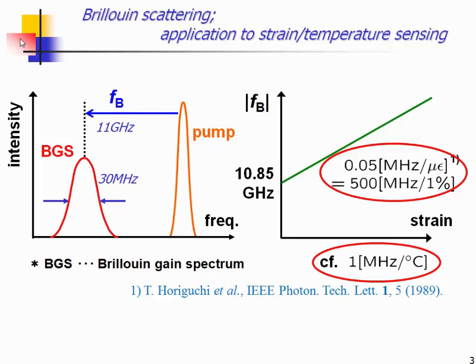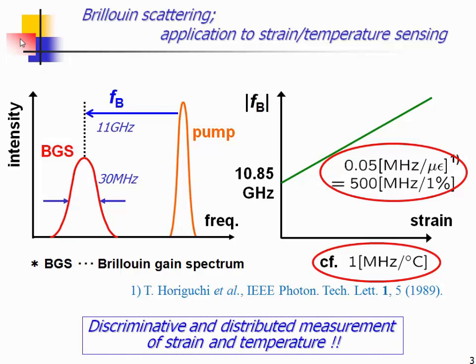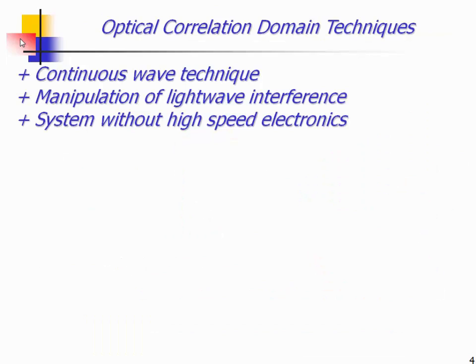Of course, the sensing mechanism for the strain or temperature is the slope dependence of the Brillouin frequency shift, FB, on the strain and the temperature. So by using the Brillouin scattering, we can measure the strain distribution and also the temperature distribution. Sometimes, because of the double dependence, we cannot get any information. So we need the discriminative distributed measurement of strain and temperature. In the last part of my talk, I'd like to talk about the discriminative and distributed measurement of strain and temperature.